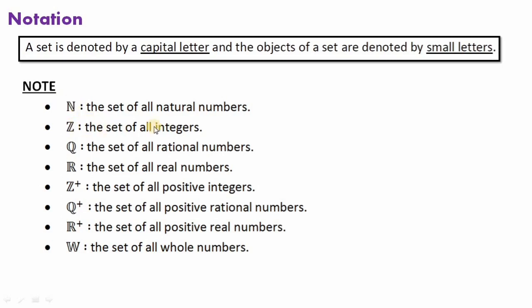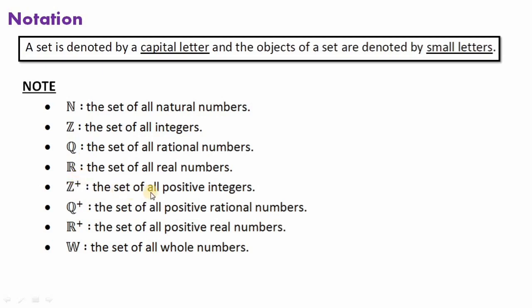Z stands for set of integers. A set of integers means 0, plus minus 1, plus minus 2, plus minus 3, and it continues. Rational number: Q stands for set of rational numbers, and they are the numbers of the form a by b, where b is not equal to 0. Remember that.